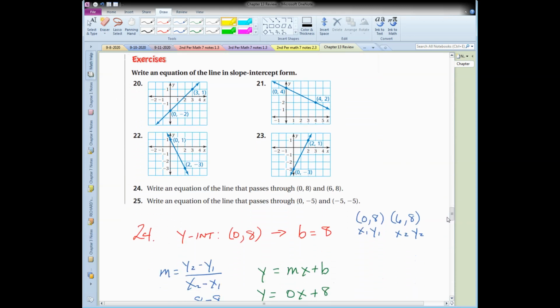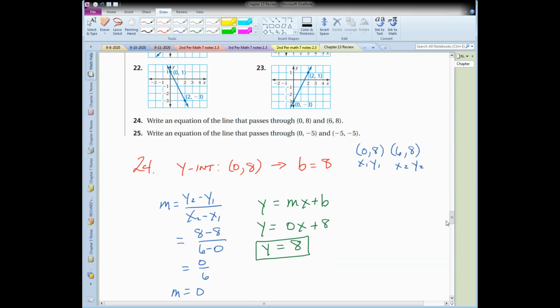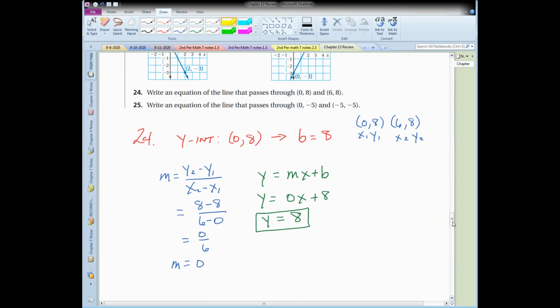So I worked out one. I did number 24. Here are my coordinates for number 24. They are (0, 8) and (6, 8). And I labeled them. So what did I do? I calculated my slope. My slope was 0, which means this is going to be a horizontal line, right? I already know that. Whenever I have a slope of 0, I have a horizontal line. So just to prove that, I write down the slope-intercept form. I plug in what I know. I see here my y-intercept, b here is 8. And I end up with the equation y equals 8, which is a horizontal line.